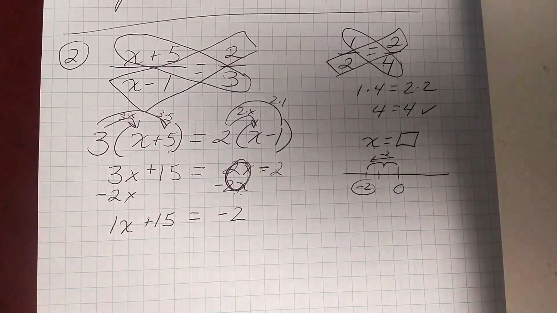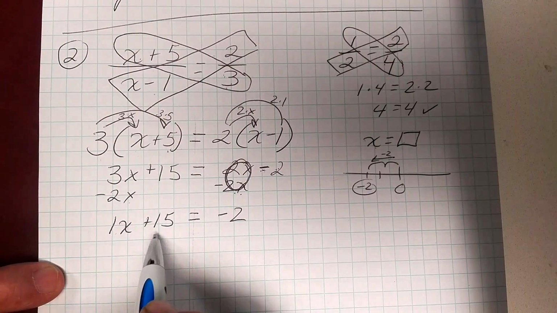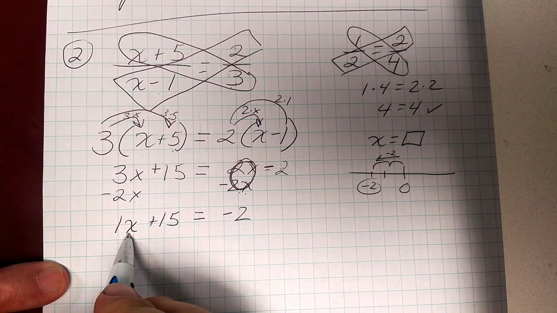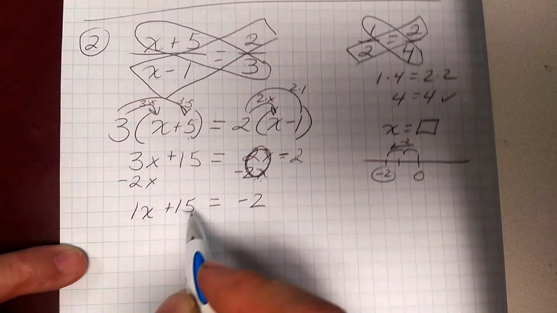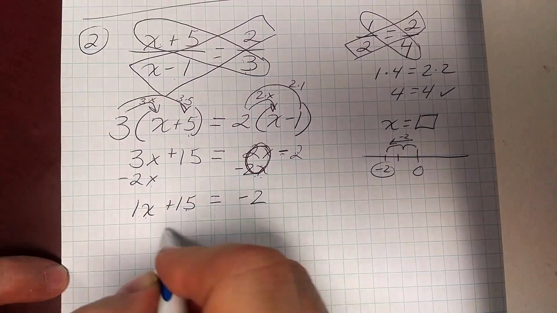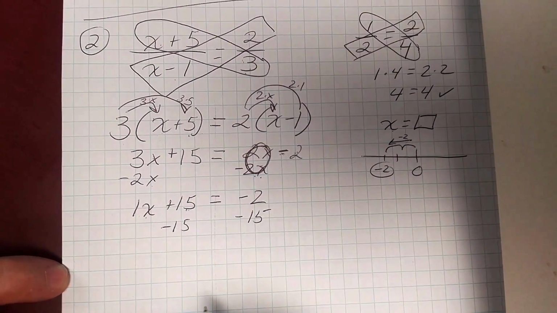Okay? So now we have it in this form, and at this point here, we have to get the x by itself. So we know that anything plus 0 is going to be itself, so we're going to make this into a 0. The way we get rid of 15 is the same thing we did here. We subtract 15, and whatever we do to one side, we do to the other.